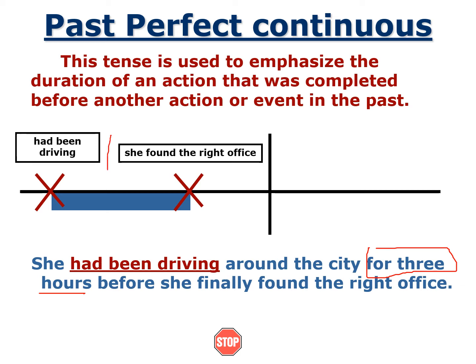So this is the action in the past. This is the simple past action. She found the right office. But before this action happens, there is this duration of 3 hours. So she had been driving all this duration for this action to happen. So that's the past perfect continuous meaning.